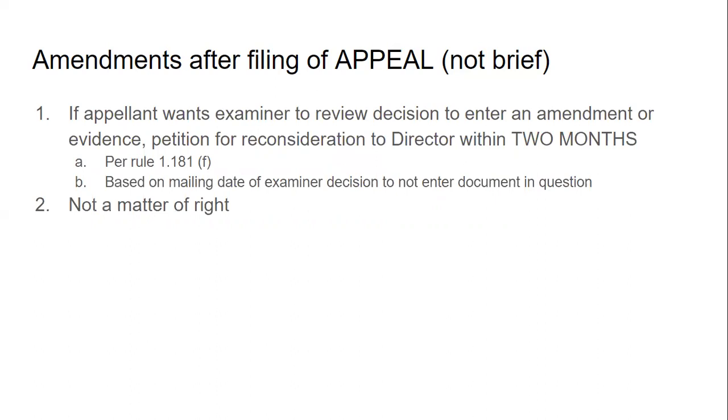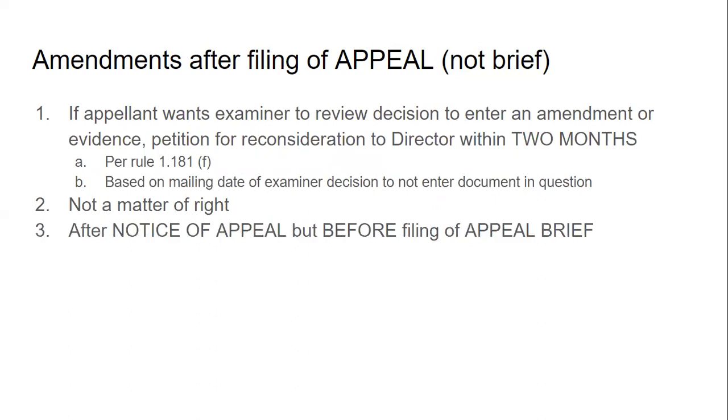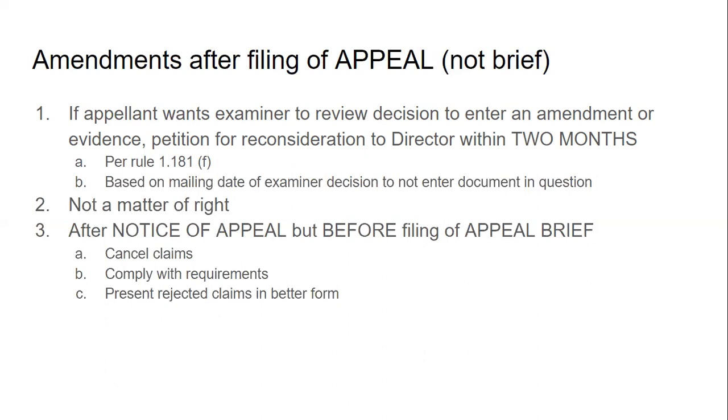And so anything after the filing of appeal is not a matter of right. Now, if it's after notice of appeal, but before filing of an appeal brief, you can cancel the claims. You can file something that complies with requirements. You can present the rejected claims in better form, or amend the specification with reasoning why this wasn't done earlier. So basically, if you see a question that's talking about filing of amendments after the notice of appeal, any answer that talks about adding new claims, immediately rule that out, because that would be bringing up new issues and it will more than likely not be entered.